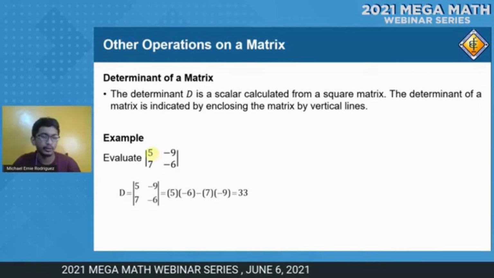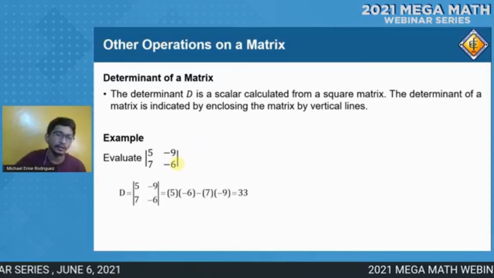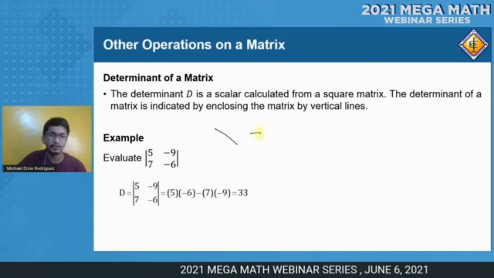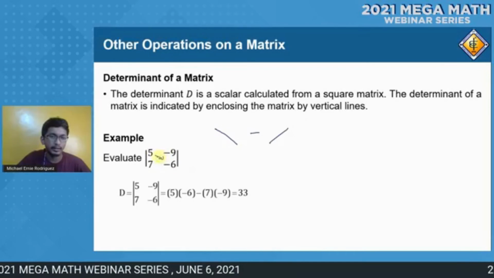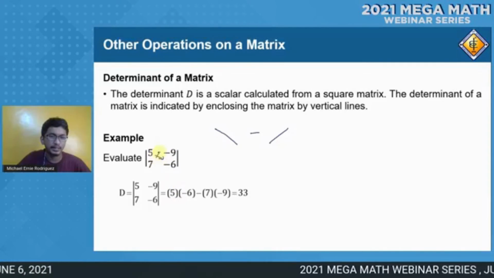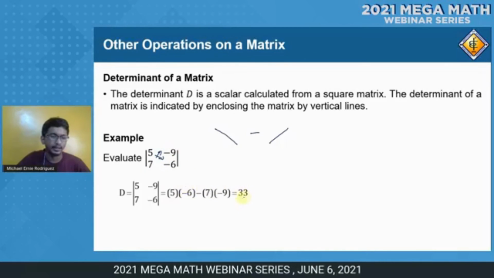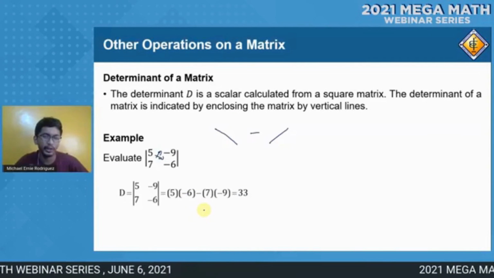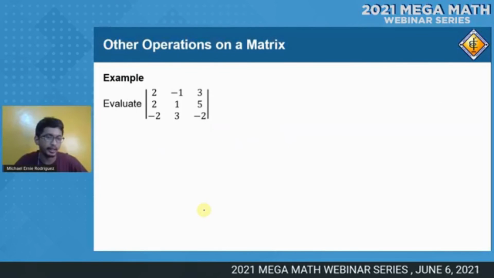Okay, so we have 5, negative 9, 7, and negative 6. So to solve for the determinant, we apply yung mga pababang, minus yung mga pataas. So we have ito, yung una. So 5 times negative 6. Okay, and then itong pataas, minus itong 7 times negative 9. So we have 33. So sa calculator, input lang natin yan, yung matrix.